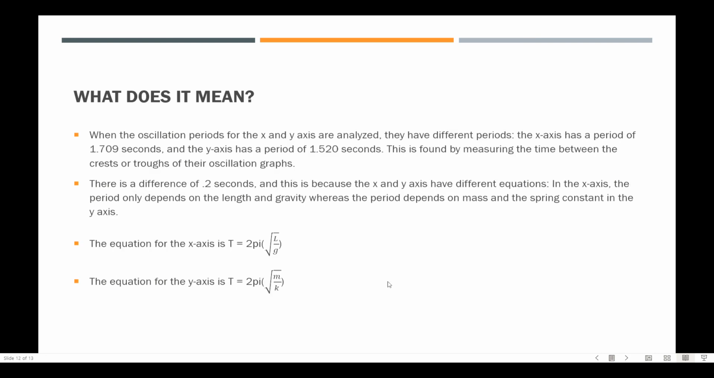The periods of oscillation on the x and y axes are different. For the x-axis, it's 1.709 seconds, and for the y-axis, it's 1.52 seconds. This is a difference of 0.2 seconds, and this is because they have two different equations. In the x-axis, you have this one. In the y-axis, it's this one. The x-axis depends on length and gravity, whereas the y depends on mass and spring constant.